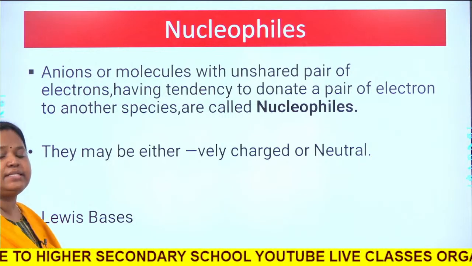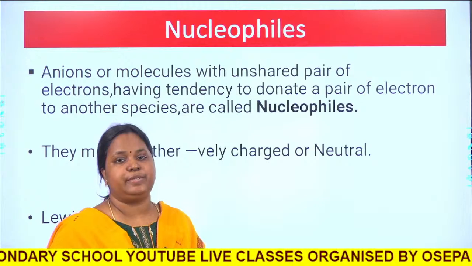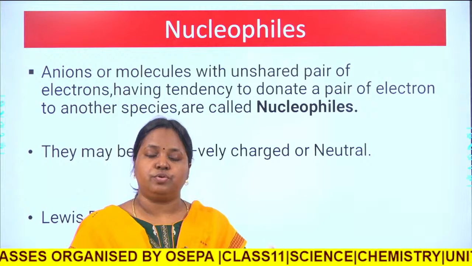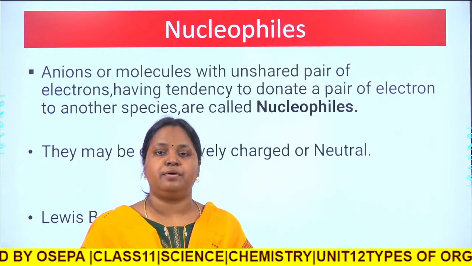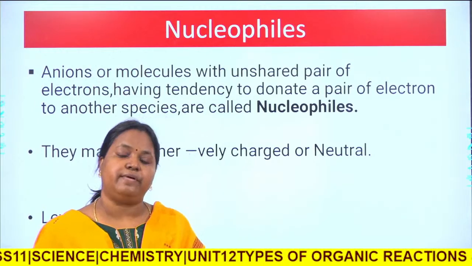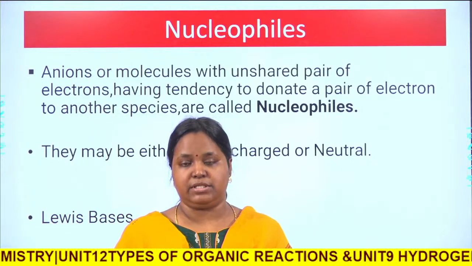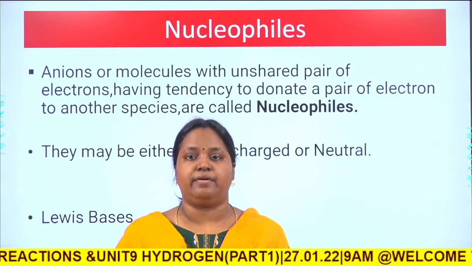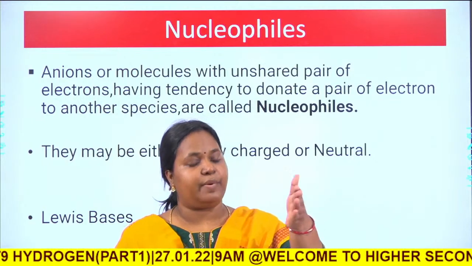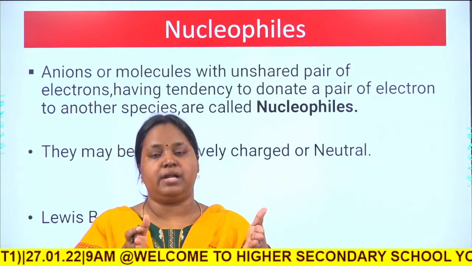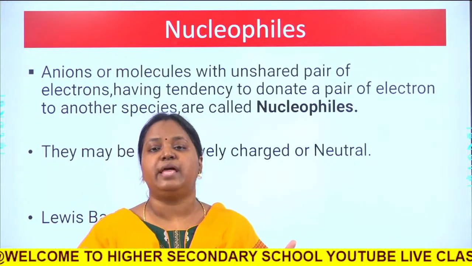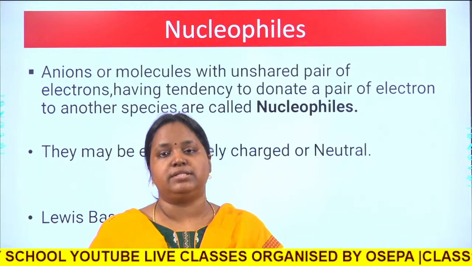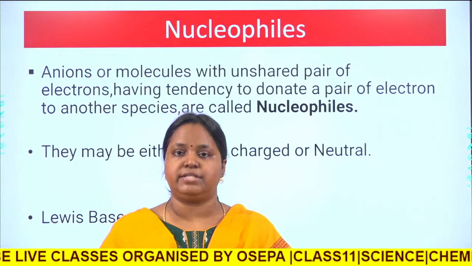Now nucleophiles, same thing: nucleus loving species are called nucleophiles. Nucleus is positively charged, so they have affinity for positive charge, that is a negative charge. So nucleophiles are negatively charged species or they must have an unshared pair of electrons which they can share with others. Either they have a negative charge or an unpaired electron that they can donate. So nucleophiles are basically of two types, that is neutral nucleophiles and negatively charged nucleophiles.